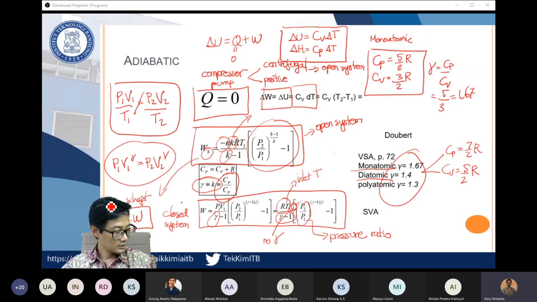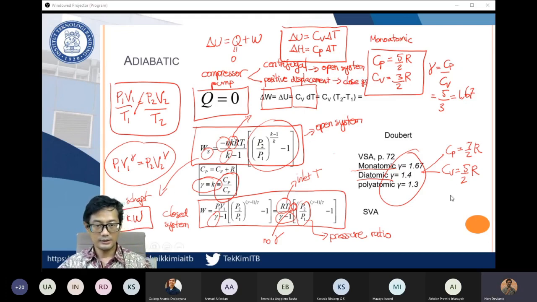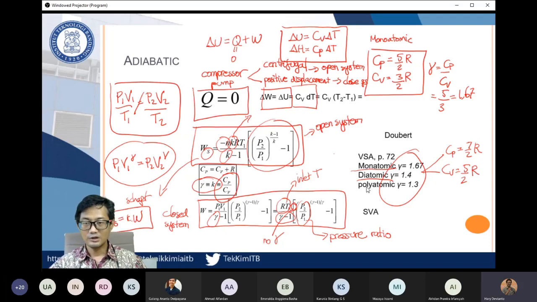Displacement. This is based on a closed system. So this is the unique thing about adiabatic. The ideal condition for a compressor, pump, or turbine will be based on the adiabatic condition.